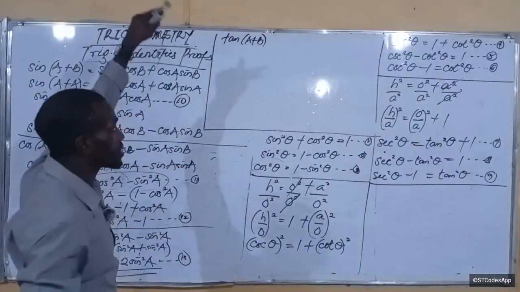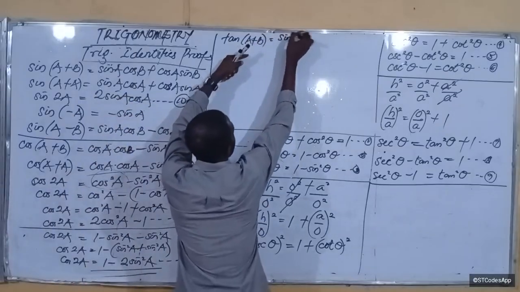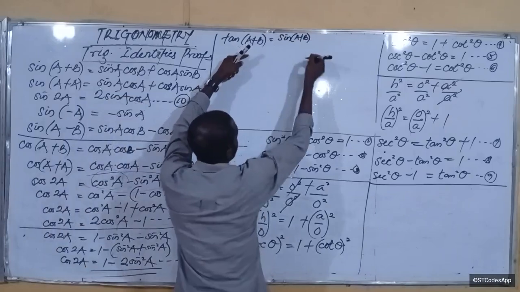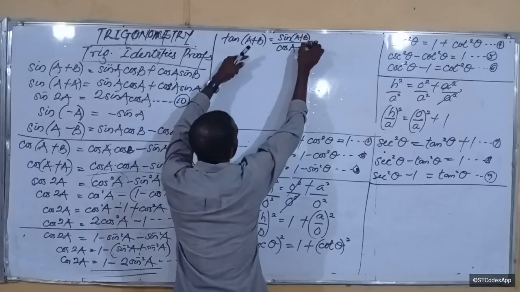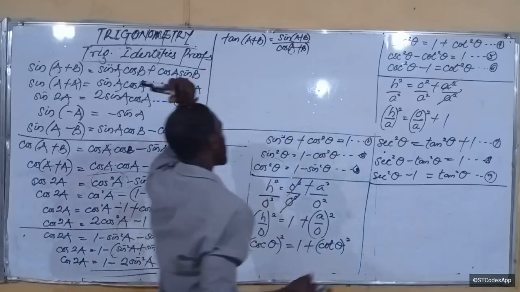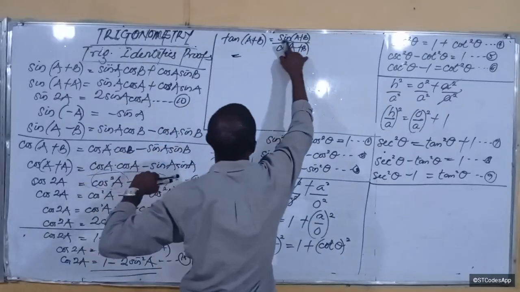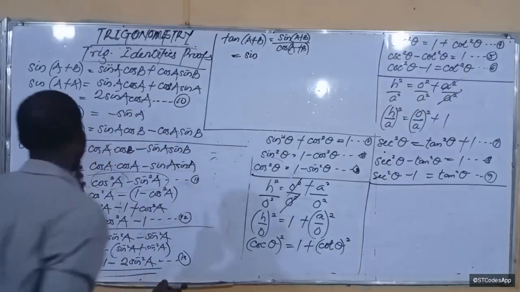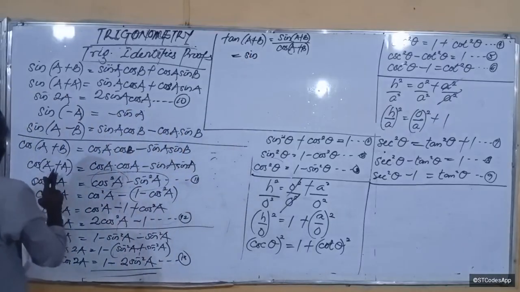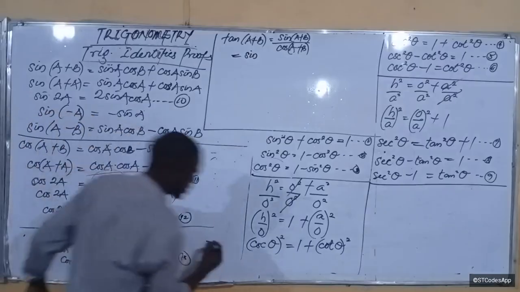Remember that we have proven that tangent of an angle is equal to the sine of that angle, which is in this case A plus B, over the cosine of that angle, which is in this case A plus B. Is it clear? Good. So from here, we know that sine A plus B is the same as sine, I didn't show you cosine of A minus B. Cos A minus B, let me quickly write it here.